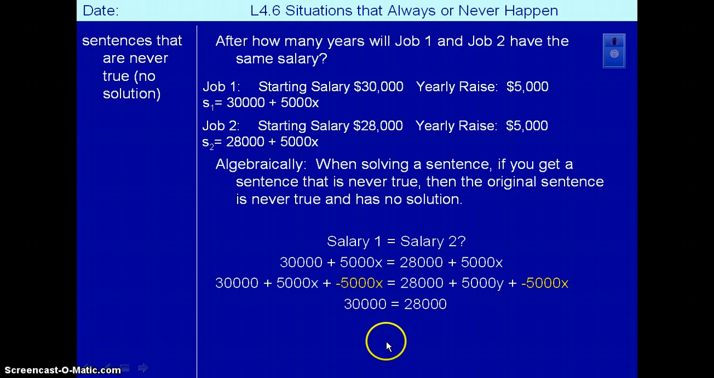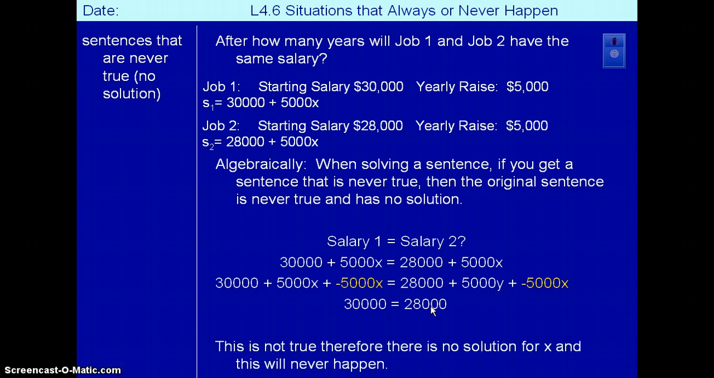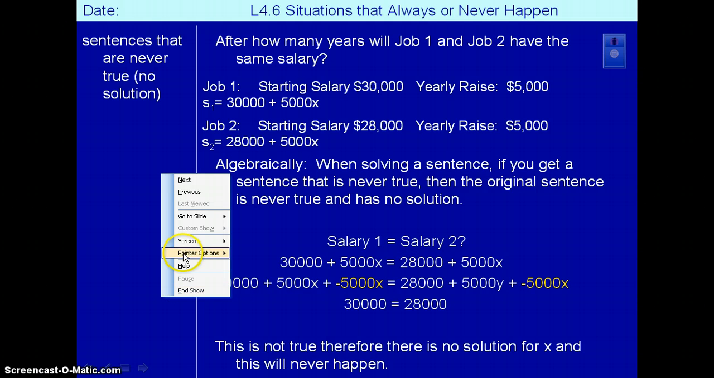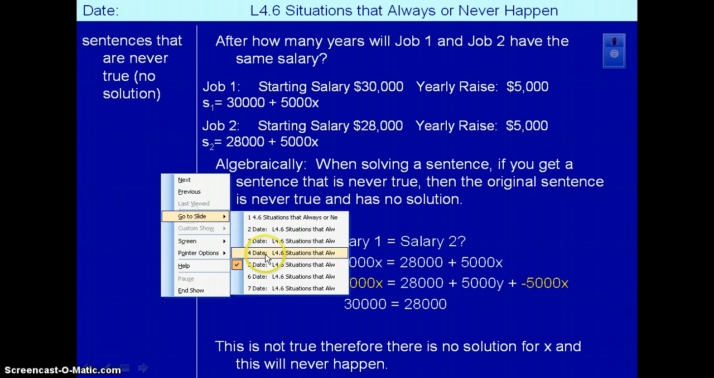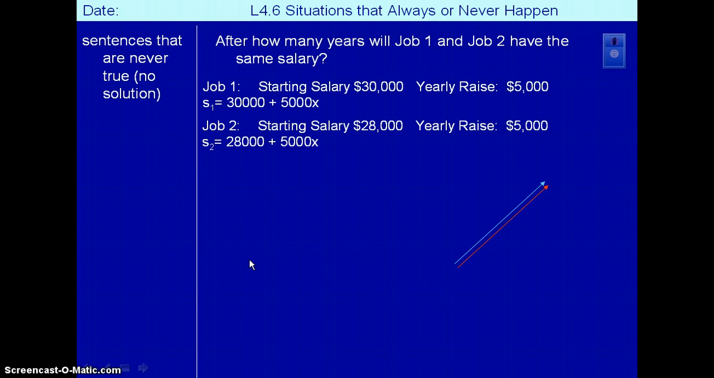The resulting quantity here says 30,000 equals 28,000. This is not true. 30,000 is not equal to 28,000. Therefore, there is no solution for x, and this will never happen. We actually saw that this would never happen, that salary 1 would be equal to salary 2, as we took a look at our graphs.